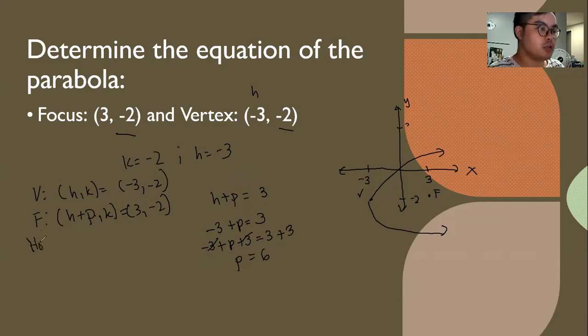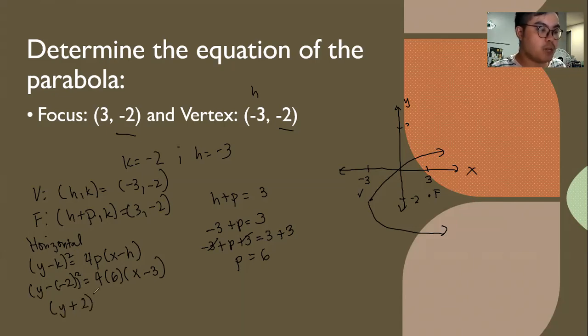So we're going to recall the horizontal. So then it will be y minus k squared is equal to 4p times x minus h. Okay, so now we're going to substitute using h, p, and k. So our k is equal to negative 2, squared. Okay, then our p is 6. Then our h is equal to 3. Okay, so now we're going to simplify. So negative times negative will become plus. That's why y plus 2 squared. Then 4 times 6 will become 24.